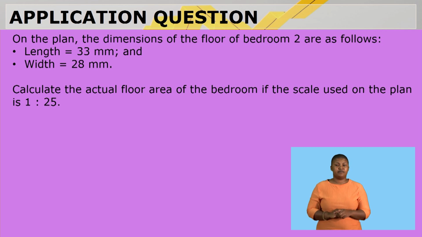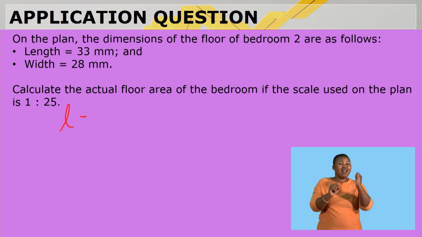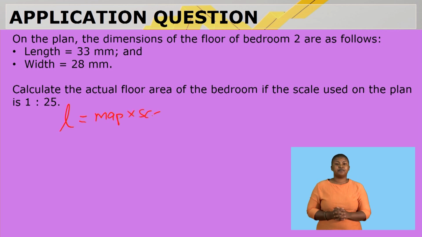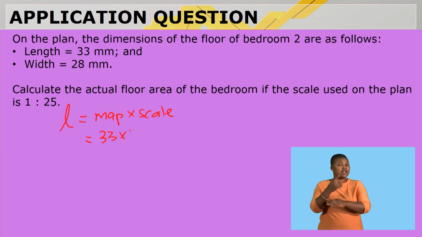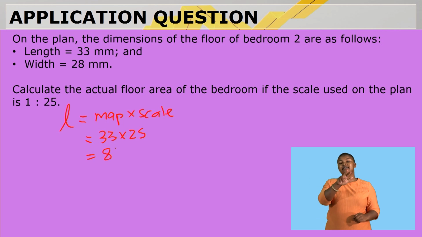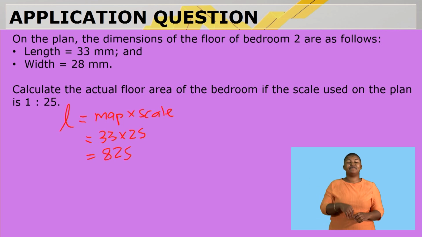So first we need to calculate the actual length. So remember, actual is going to be map times scale, and on the map it's 33 times the scale of 25. So let's quickly take our calculators. 33 times 25, and that is 825. What's the unit going to be?